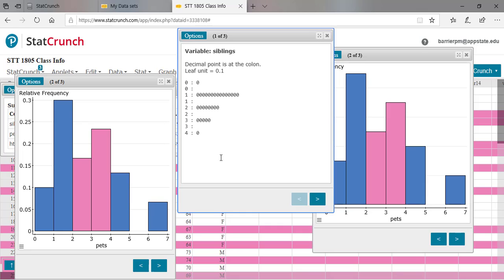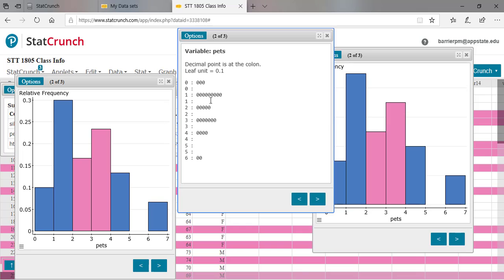This one may not be the best one to do that with, but we'll start talking about outliers and things of that nature too. This one's looking a bit more balanced. Again, when we were looking at pets, let's see.